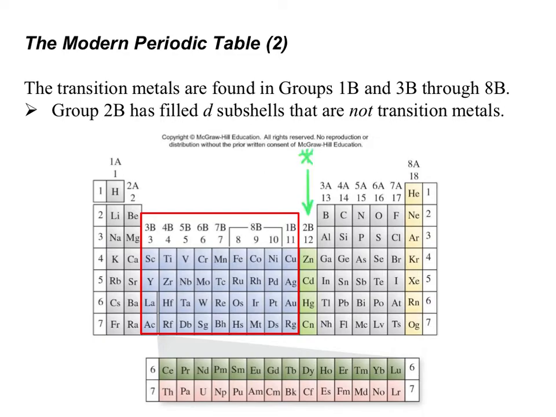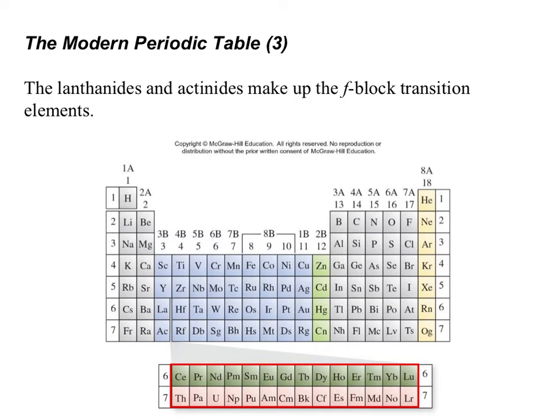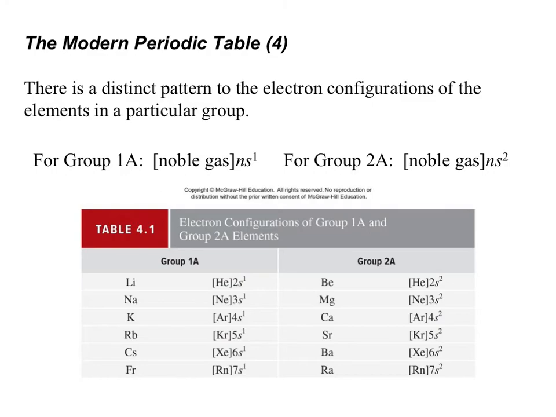However, group 2B has filled d subshells but are not transition metals. The lanthanides and actinides make up the f block transition elements, usually reflected at the bottom, even though they fit in right after lanthanum and actinium in group 3B. There is a distinct pattern to the electron configurations of the elements in a particular group.